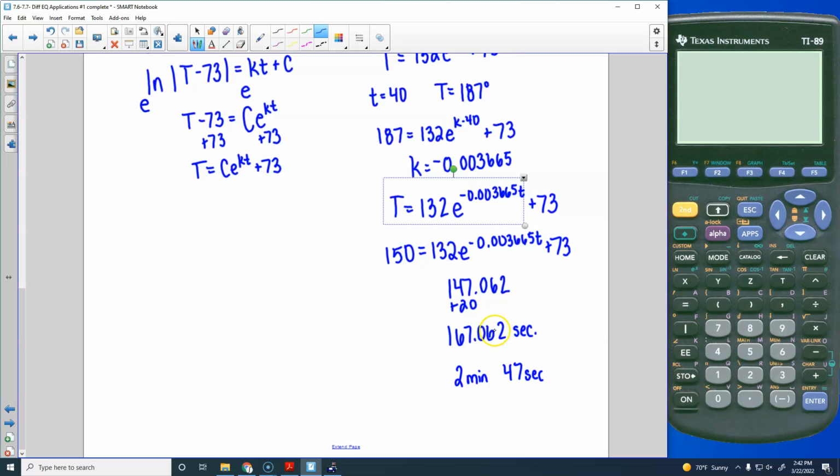Yeah, we added 20 back to it. We got 147 also, but we added 20 back to it because we made that 20 seconds out after it came out of the microwave. We made it 0. So, yes.